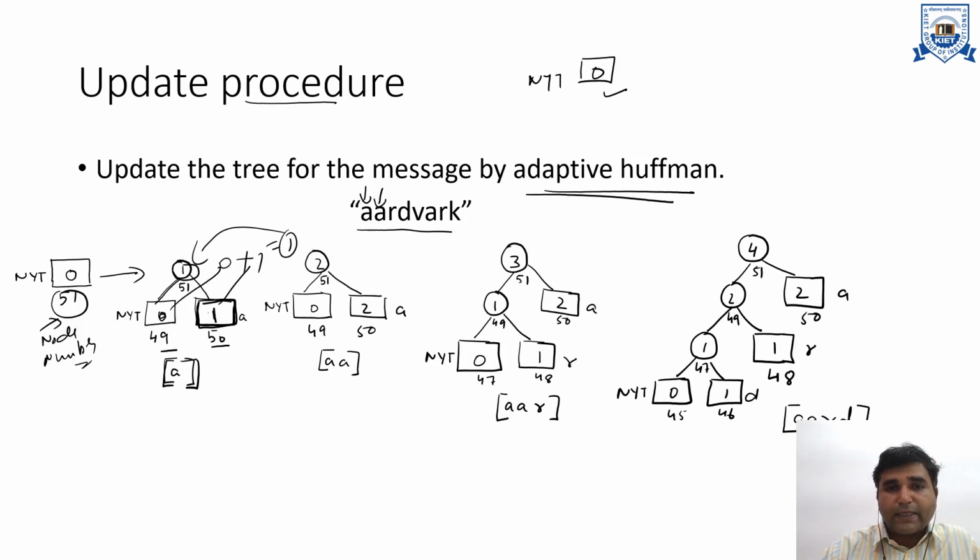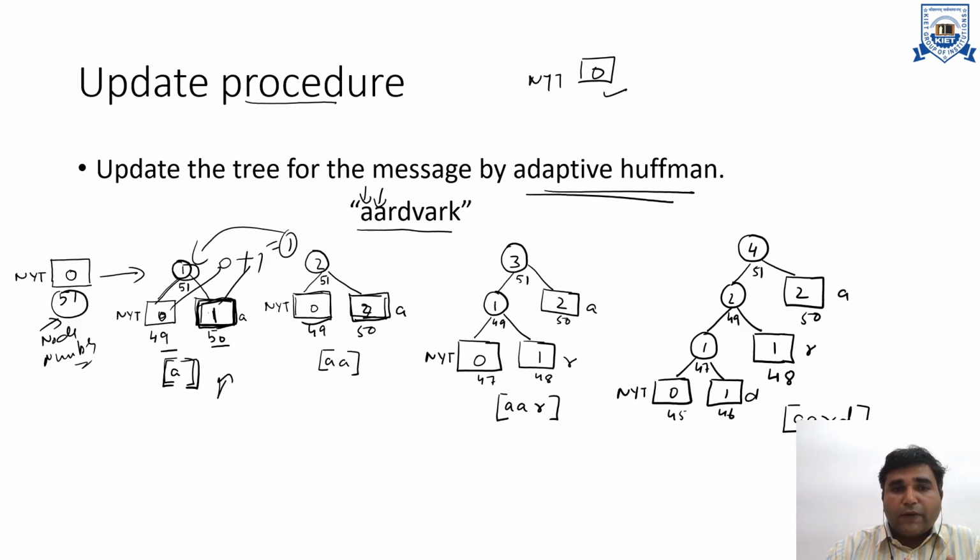Now the next letter is again A. In this table we have already mentioned the symbol A in this tree. As the symbol is already in the tree, we just increase the weight by 1. Again we have a root node, the left part is the NYT node, and the right part is already A. We just increase the weight of A by 1. So 1 plus 1 is 2.